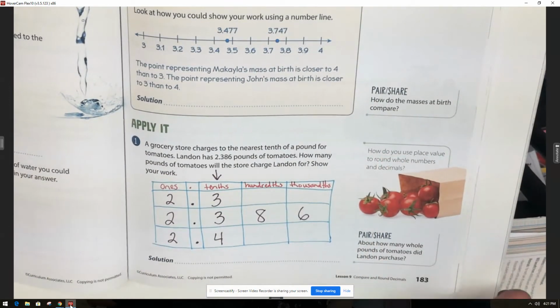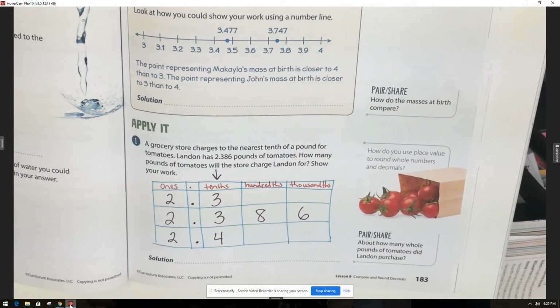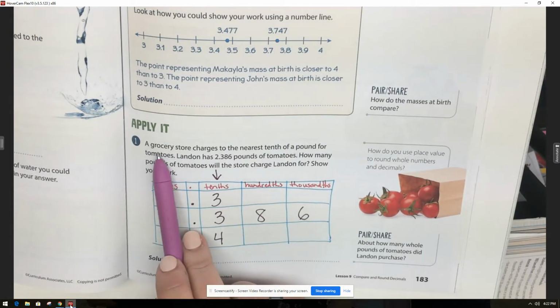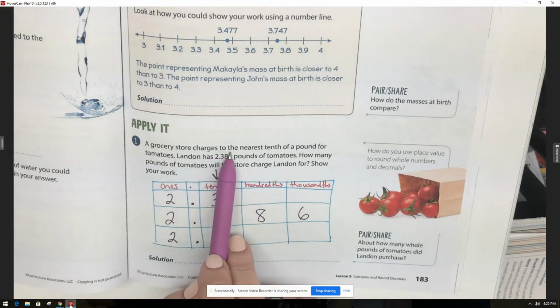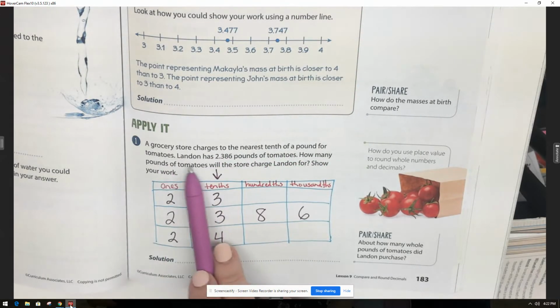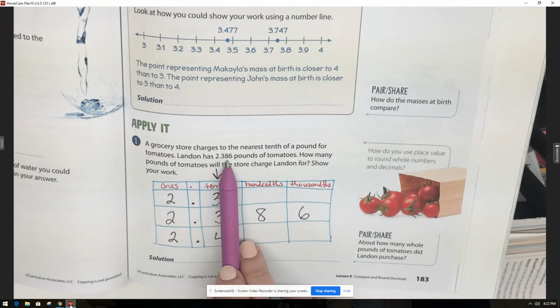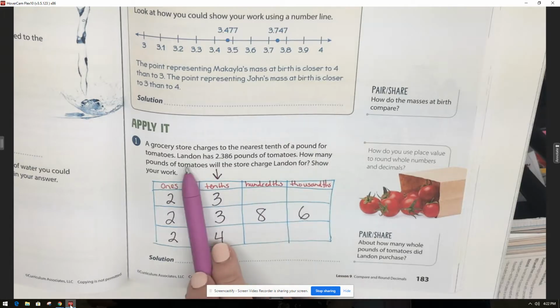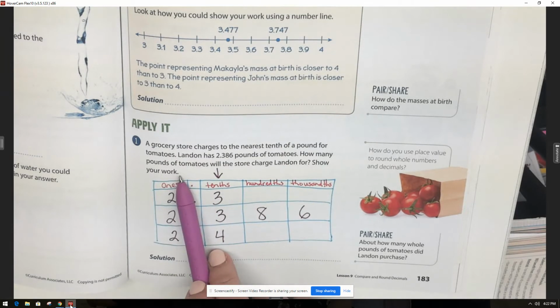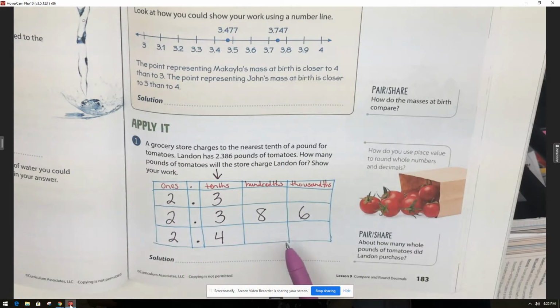On page 183, we are looking at problem number 1. So problem number 1 says this. A grocery store charges to the nearest tenth of a pound for tomatoes. Landon has 2 and 386 thousandths pounds of tomatoes. How many pounds of tomatoes will the store charge Landon for? Show your work. So I went ahead and drew a place value chart for you.